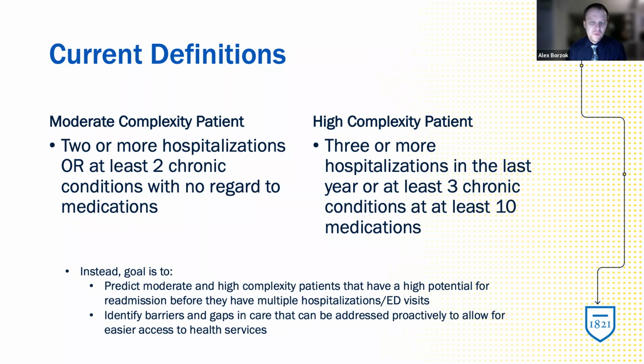So instead, what we aim to do with this part of the project is to make our goal to predict moderate and high complexity patients that have a high potential for readmission before they have multiple hospitalizations or ED visits. Again, this is taking this from a reactive approach to a more proactive approach. And then also, we want to be able to identify barriers and gaps in care that can be addressed proactively to allow for easier access to health services.